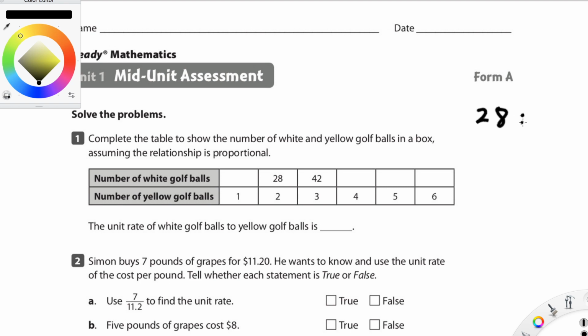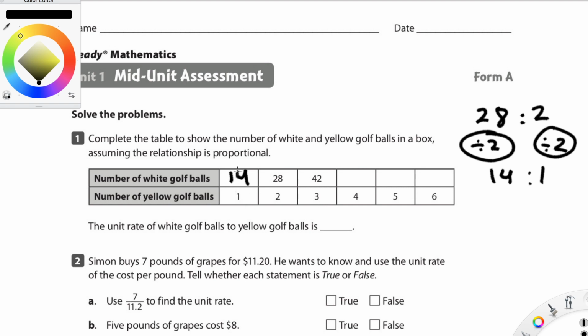So 28 to 2, and I want to make this 2 into a 1. What do I do to the 2 to get a 1? I divide it by 2. So I do it to both sides. What's 28 divided by 2? 2 divided by 2 is 1. 8 divided by 2 is 4. I can only do that because this is an even number. Anyway, it would be 14 to 1. So it would be 14 white golf balls to 1.